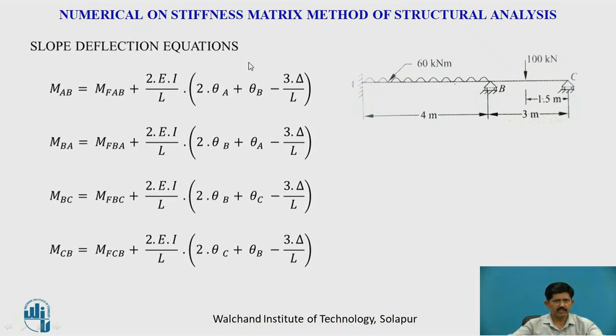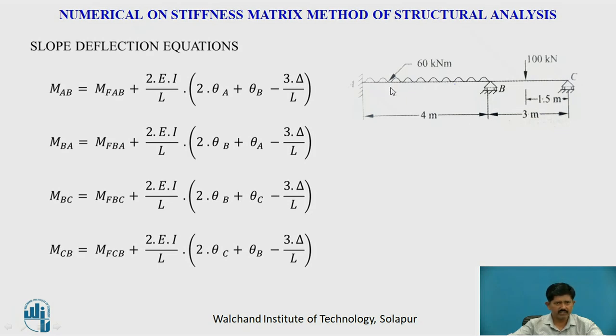Now the slope deflection equations. If we consider a two span continuous beam, this is L1, this is L2. So we will have MAB, that is the moment at the fixed end, equal to MFAB plus twice EI upon L1 into bracket twice theta A plus theta B minus 3 times delta upon L. So here this moment is at A and this MFAB is the fixed end moment.